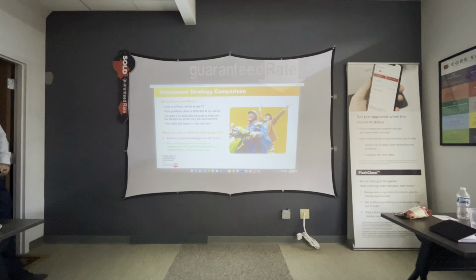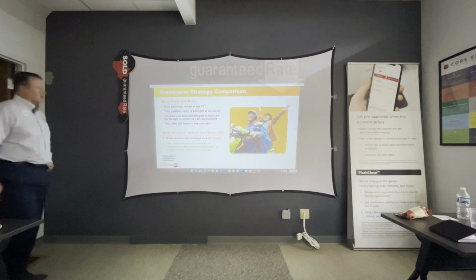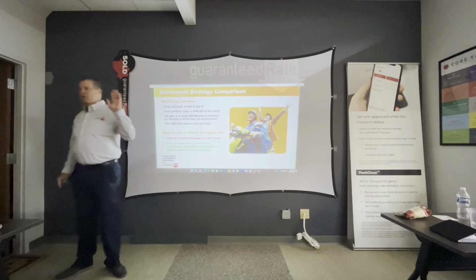Okay, so here's the scenario. Ernie and Rose retire at 67. They are not in the needs-based bucket of borrower. Their portfolio is $900,000 at 67. Okay, their plan is to draw $50,000 a year from this, in addition to their Social Security income. And when they retire, their house is $600,000 free and clear. I want to be Ernie and Rose.